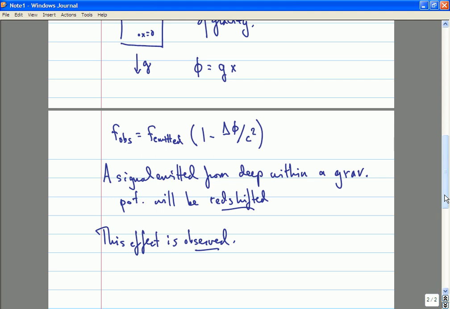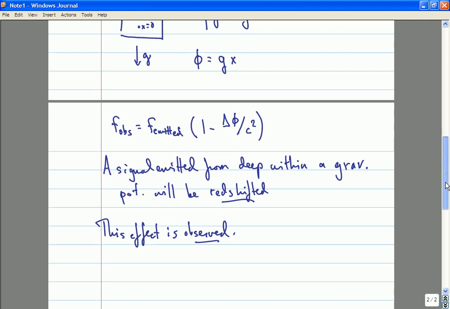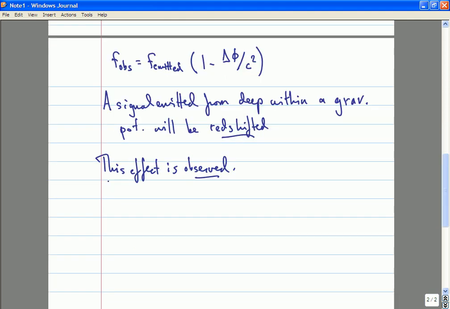And indeed, there's a sense in which this redshift is observed all the time by many of the devices that I assume at least one of you are carrying with you at the present moment. So, for example, this redshift leads to an effect known as gravitational time dilation.